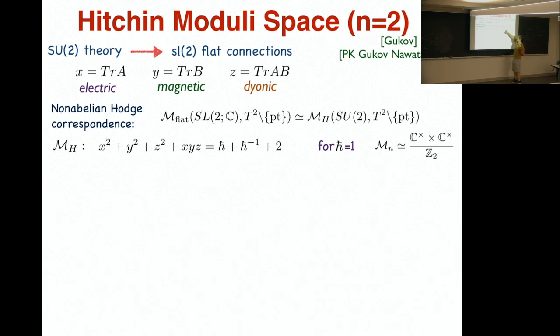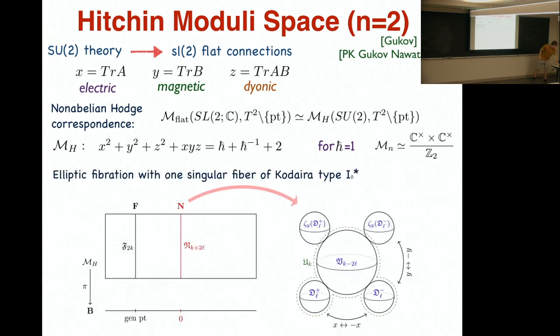In the case when h bar goes to one, the right hand side is just a number. But M_n is a pillowcase space. It's C star cross C star mod Z2. It has a pillow with four singularities. And as you turn on h bar, you blow up those singularities. After you do the blow up, you should think of it as an elliptic fibration. You can pick one of the coordinates, and then there's an elliptic fibration over one-dimensional complex space. It's a space of complex dimension two. At the generic point on the base, we have an elliptic curve, and then at the origin, we have a singularity.